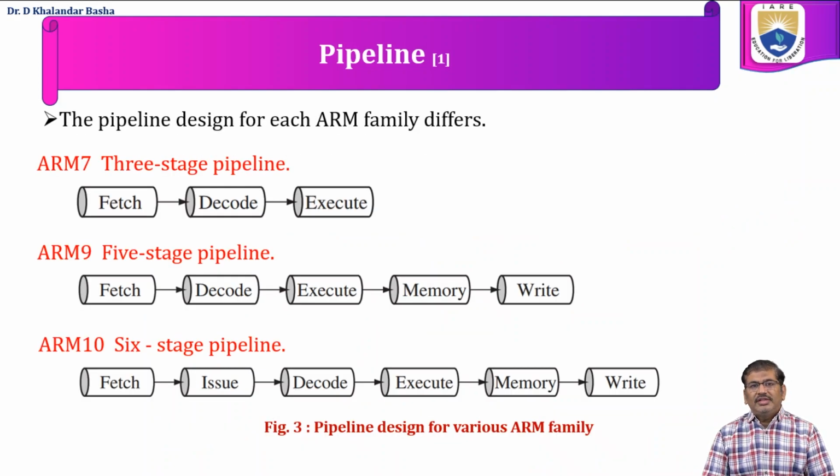So in various ARM flavors, there are different pipeline mechanisms. The pipeline design for each ARM family differs. In ARM7, it is a 3-stage pipeline: fetch, decode, execute. Whereas in ARM9, we have a 5-stage pipeline: fetch, decode, execute, memory, and write. Whereas ARM10 has a 6-stage pipeline: fetch, issue, decode, execute, memory, and write.